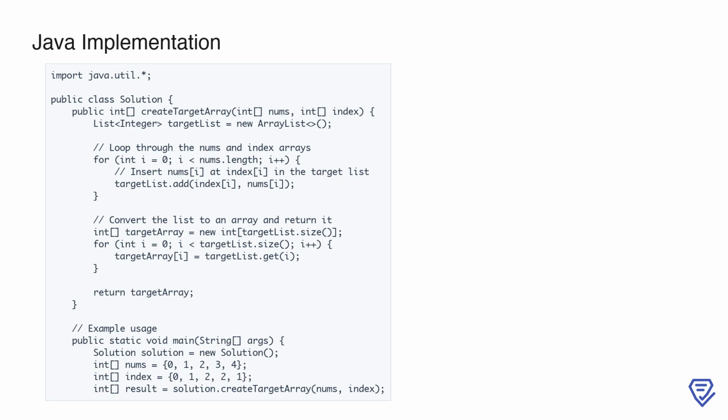Then, we loop through both the nums and index arrays simultaneously using a for loop. For each iteration, we use the add method of the ArrayList to insert the current element from nums at the specified position from the index array. This dynamic insertion allows us to rearrange the elements in the desired order efficiently. Once the loop is complete, we convert the target list into a regular integer array. This is done by iterating through the target list and copying each element into a new array called targetArray. Finally, we return the resulting target array as the output of the method. This approach ensures that we maintain the correct order while adhering to the constraints of the problem.